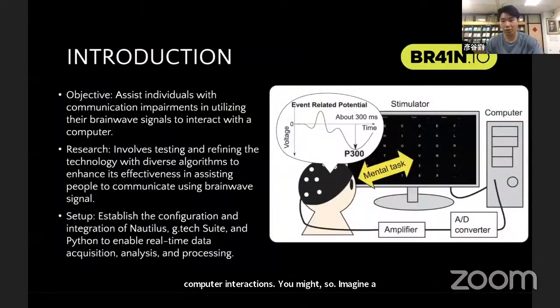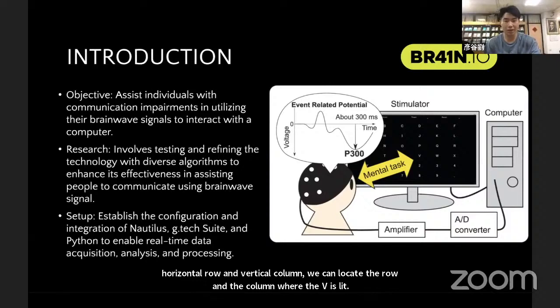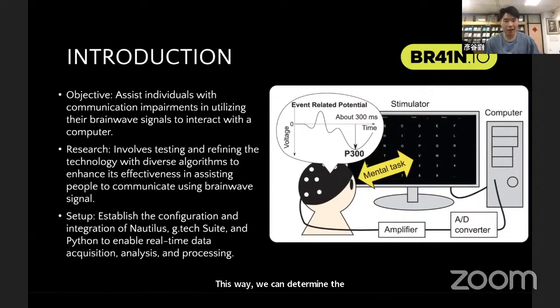Imagine a scenario from the picture that I present to you, where a person is looking at the screen. We can also capture the signal when the horizontal row or the V column lights up. By going through the horizontal row and vertical column, we can locate the row and the column where the V is lit. This way, we can determine that the person is staring at the letter V and identify the number associated with it. To summarize, our headgear collects brainwaves from 8 channels while the user stares at a flashing or non-flashing point on the monitor, resulting in different recorded brainwaves.